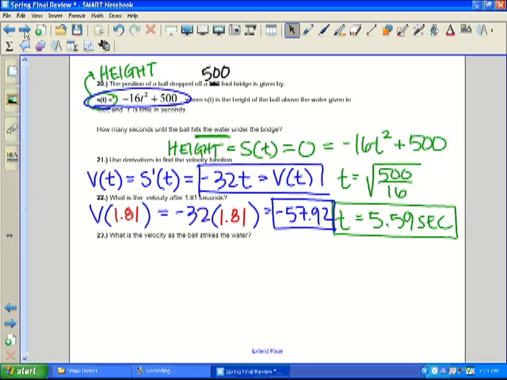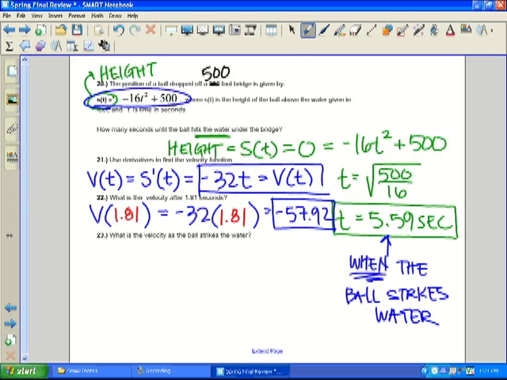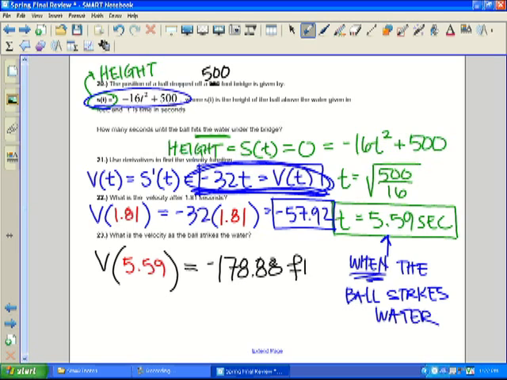This one's asking, what is the velocity as the ball strikes the water? Well, right here, this is when the ball strikes the water. And right here, I've got a function that tells me the velocity at any time I want. So here's where the velocity comes from, here's the time. Just put them together for a happy marriage of answers to the question. So I'm looking for v of 5.59. And this is in feet per second. This one as well, I shouldn't have left off. It's just out of room.